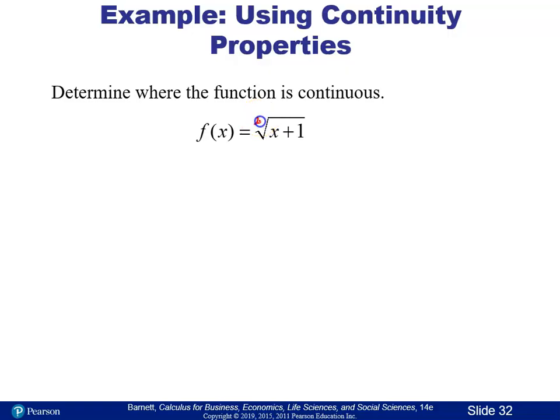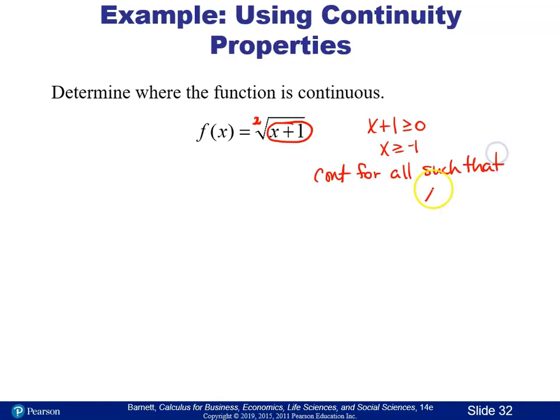Okay, this one has an even index. So it's going to be continuous for all values of x for which this is non-negative. So as long as x plus 1 is positive or 0, then these are the values for which the function is going to be continuous. So it would be continuous for all x such that x is greater than or equal to -1.